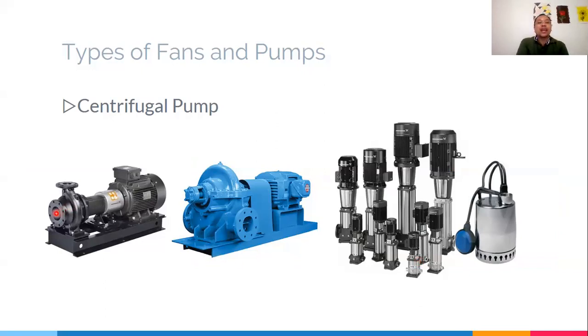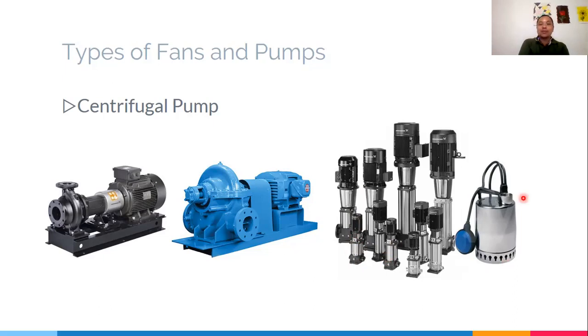Sometimes it is called the end suction pump because it's at the end of the piping. So that's why it's called an end suction pump. But this centrifugal pump is not limited to this configuration. Sometimes it's configured like this: horizontal split case pump. It's a horizontal configuration, but it's still a centrifugal pump. Or sometimes they do it in a vertical configuration. It's vertical, but this one is still a centrifugal pump, a multi-stage centrifugal pump.